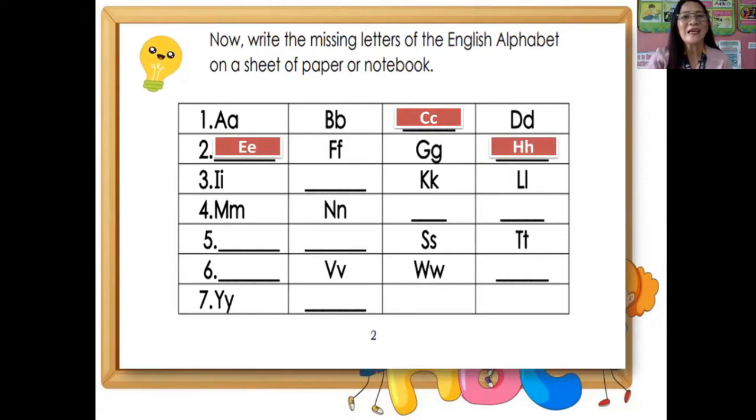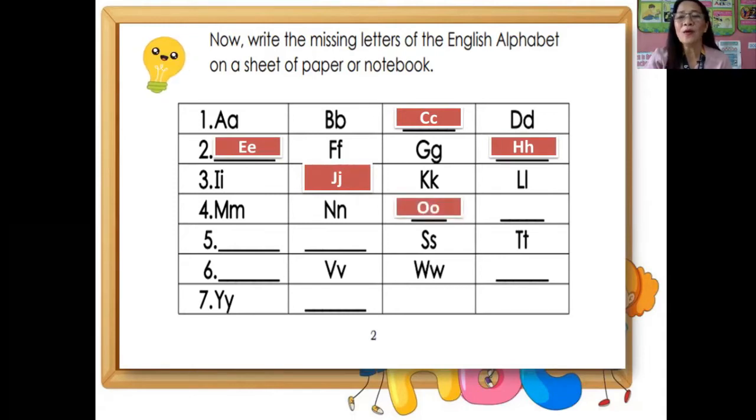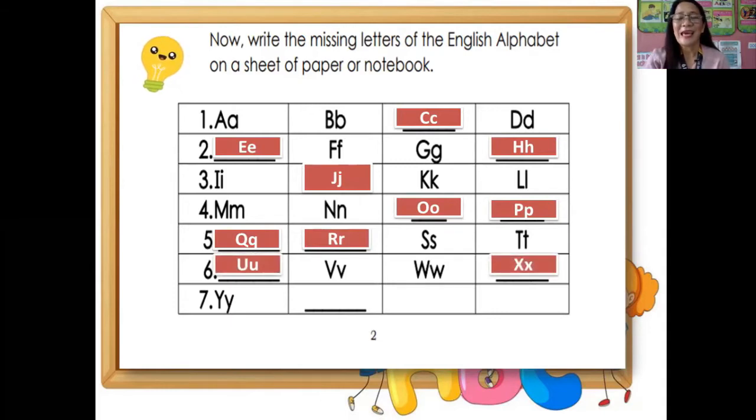Number 3, the missing letter is letter J. For number 4, the missing letters are O and P. For number 5, we have letters Q and R. Number 6, the missing letters are U and X. And the last, the missing letter is letter Z.